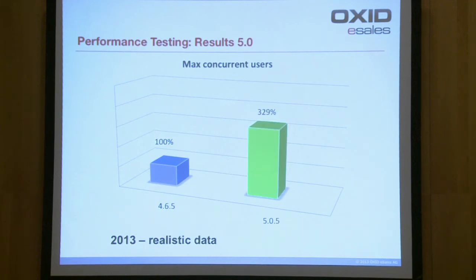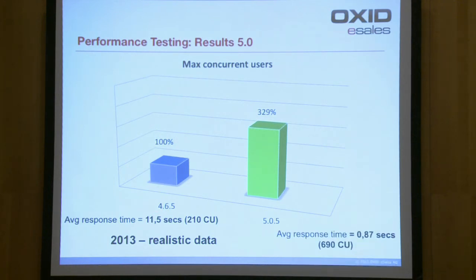Okay, let's see what the 5.0 did. It's less. But now we see the good old 4.6.5 actually made a little bit more concurrent users at a ridiculously deteriorating response time. It was really hurting, you could see that. The 5.0.5 actually was still under 1 second of load time. I think this is a very nice result. It actually had almost 700 concurrent users.